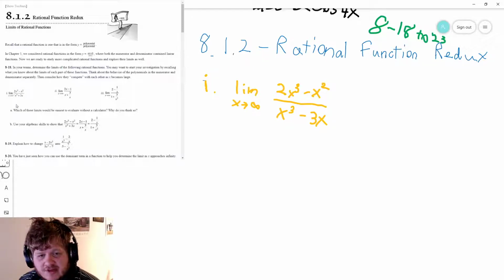So in 8-18, it says in your teams, but it's kind of hard to be in your teams when you're all separated by large buildings. So you have three different limits. You have the limit as x approaches infinity of 2x cubed minus x squared divided by x cubed plus 3x. The limit as x approaches infinity of 2x minus 1 over x plus 3 over x. And thirdly, the limit as x approaches infinity of 2 minus 1 over x divided by 1 plus 3 over x squared. So looking at these first, which of these limits would be easiest to evaluate without a calculator, and why do you think so?